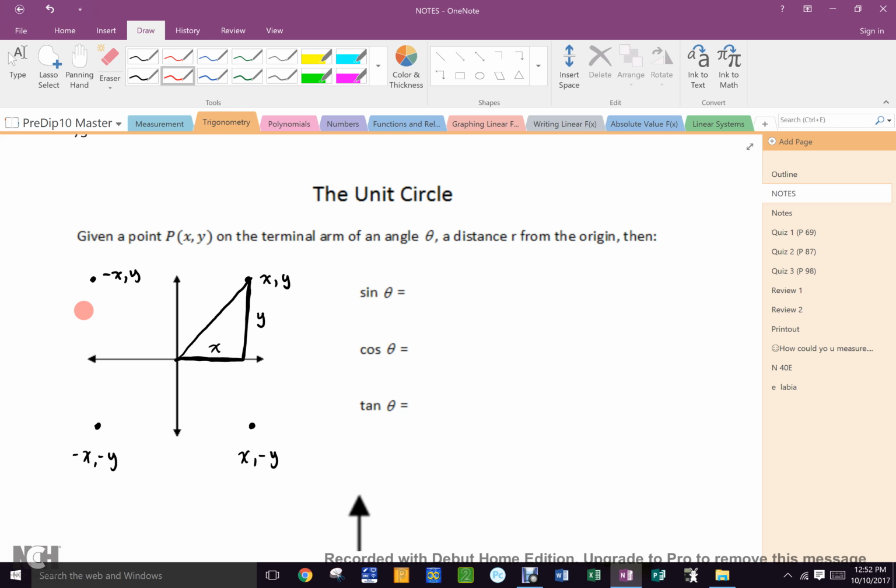And then do the same thing. What's this distance? Negative x. What's this distance? Y. Now do the same thing. What is this distance? Still negative x. What's this distance? Negative y. And what is this distance? Still x. And what's this one? Does everybody agree? Yeah.